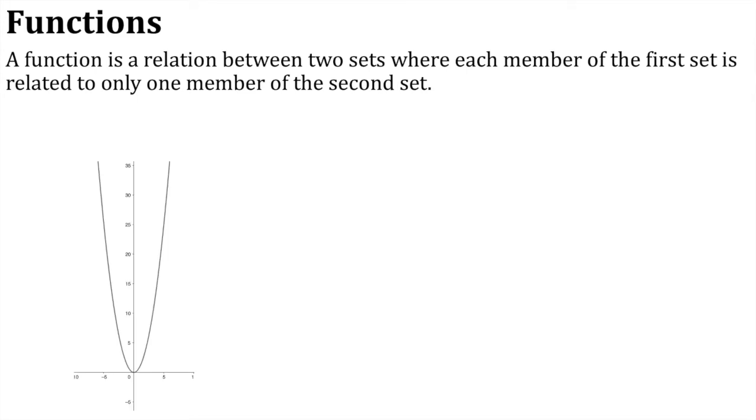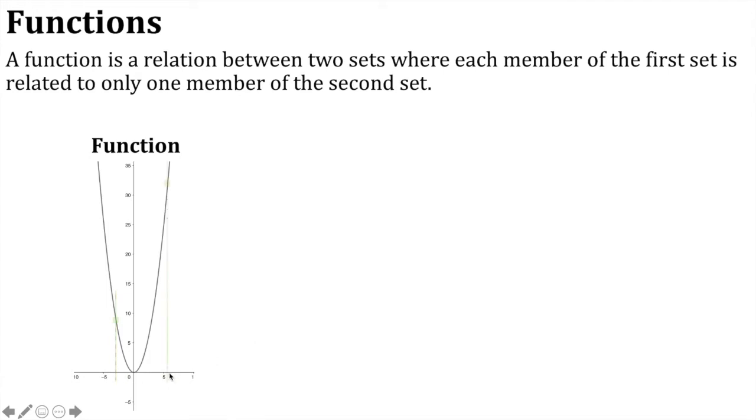Let's have a look at another one. Now this is a function here. You might have seen this before. It's a parabola, y equals x squared, and it is a function because if we take any x value, so in this case that's probably around -3, you can see that there's only one corresponding y value for that, all the way up to infinity.